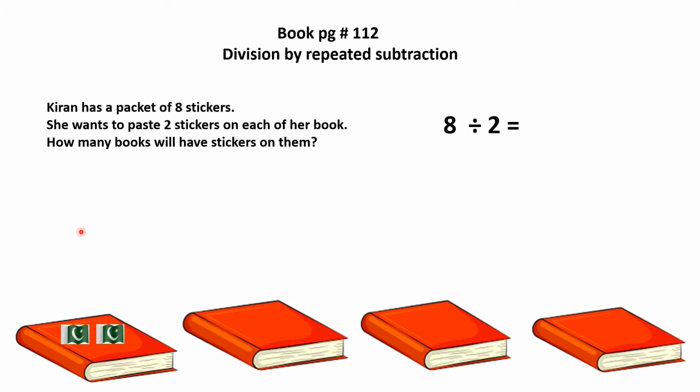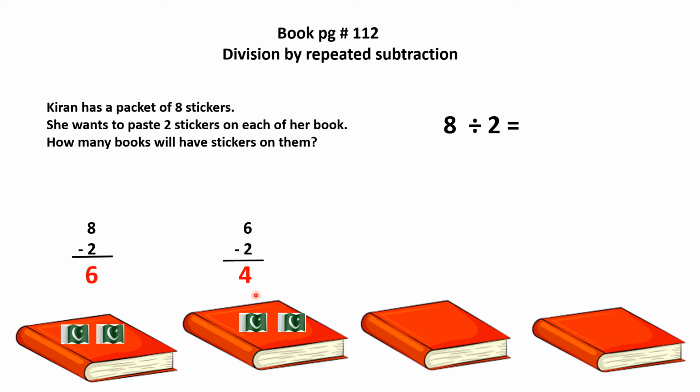So she has first a total number of stickers, 8. We will subtract 2 because we have pasted 2 stickers here. So the number of stickers is now decreasing. We now have 6 stickers. Now take 2 more stickers and take one other book, paste them here. Now you have 6. Subtract 2 because you have already pasted. How many left? Now you have 4.